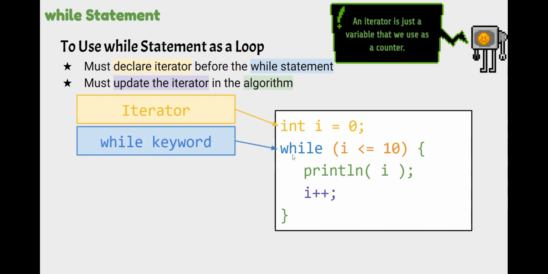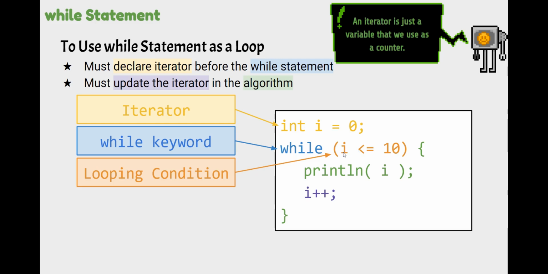On line 2, we have the while keyword. After the while keyword, we have our Boolean expression, or in other words, our looping condition. We're going to loop while I is less than or equal to 10. After that, then we have an algorithm.